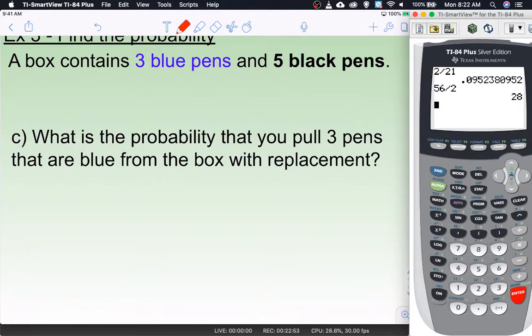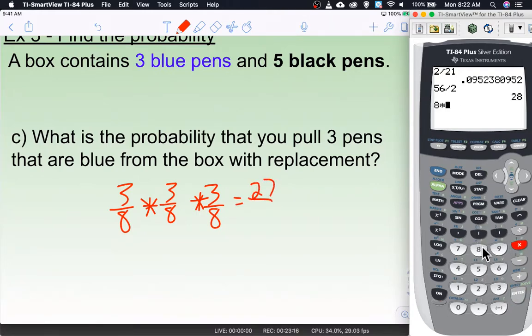All right, so with replacement means you pick it out, look at it, and you put it back. So that'd be 3 out of 8. The next time, since you put the pen back, there's still 3 out of 8. And the next time, there's still 3 out of 8. But because it's 3 different actions, you multiply it together, and that gives you 27 out of, is that 256? Or is it 512? 512. And that does not simplify either.